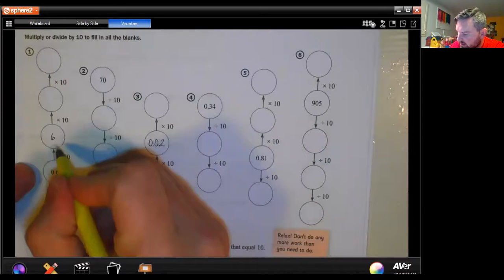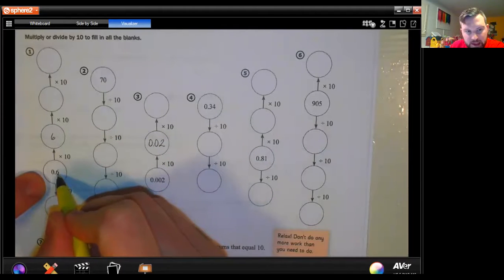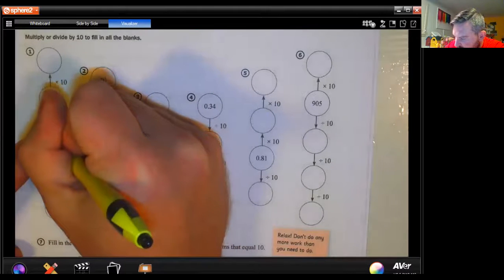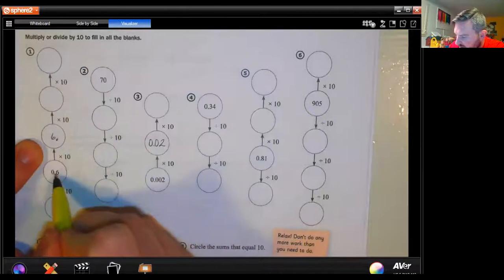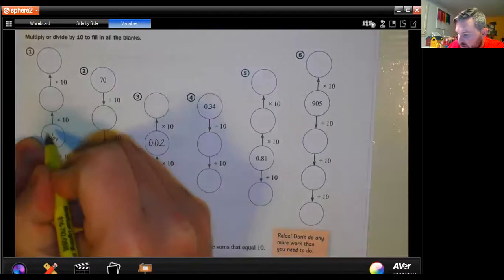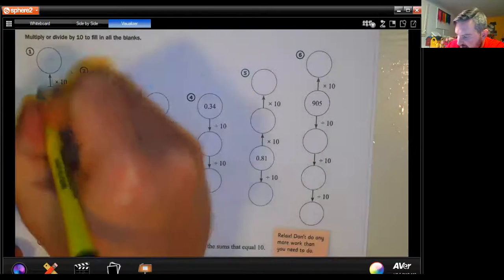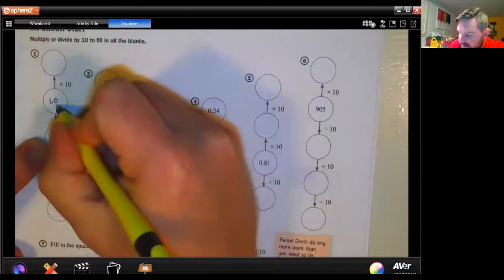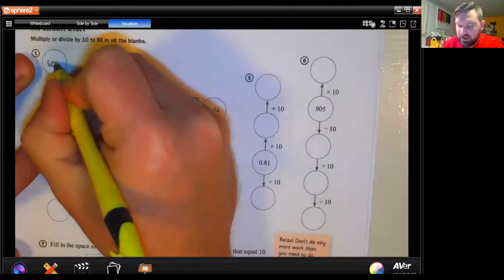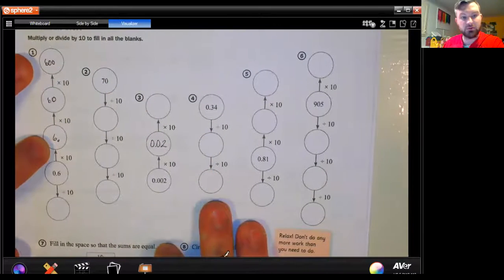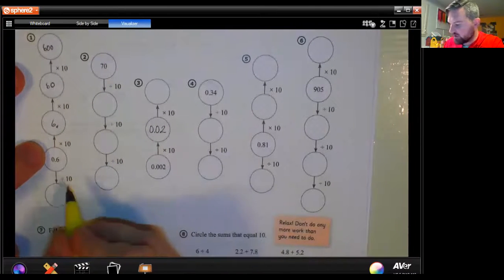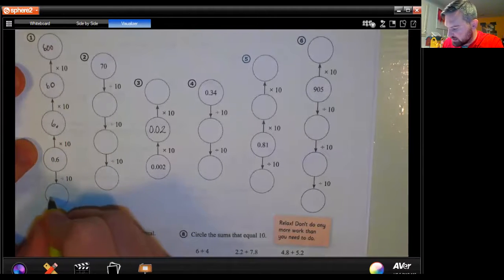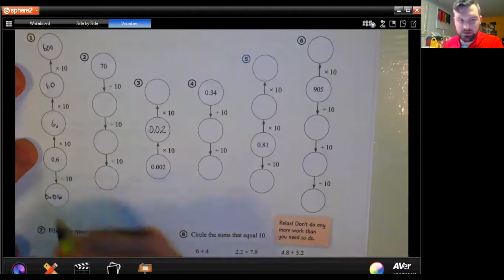Okay, so number 1 here, they give us 0.6, and then you multiply by 10, you get 6. The decimal went from here to the right one. Then 6 times 10 is 60, so we move the decimal to the right again. And then 60 times 10 is 600. You moved the decimal to the right again. When you divide, though, you are moving the decimal to the left. So 0.6 divided by 10 is 0.06.